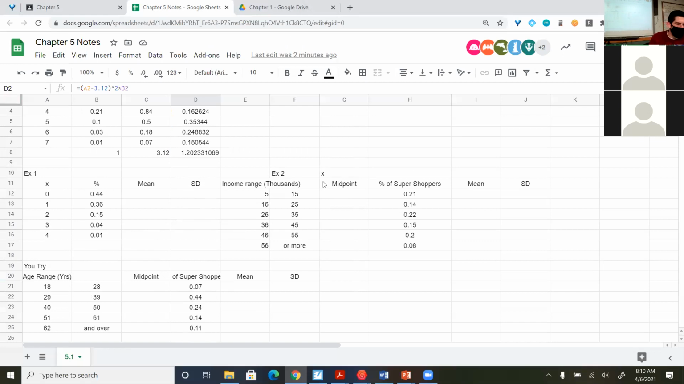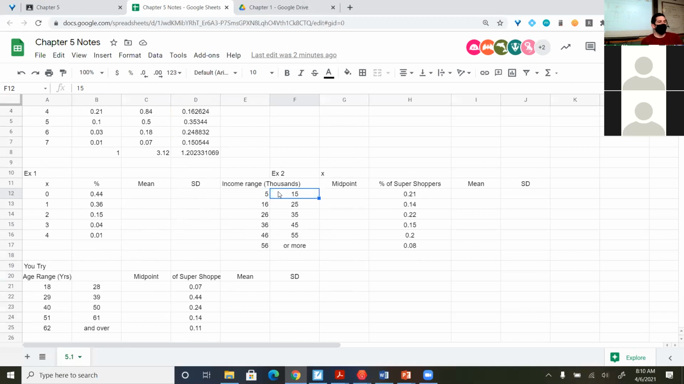But I want to do example 2 right here, only because this is an example where they're giving us a range, and some of the problems may have ranges. What this is, they're looking at Super Shoppers. It's a fictional store.